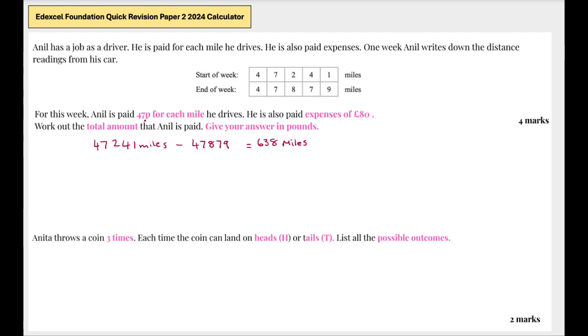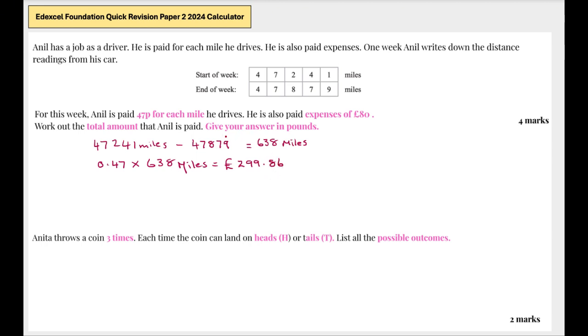So we know for every mile he gets paid 0.47p. So what we're going to do is 0.47 multiplied by our miles, which gives us, remember it's calculator, so you can pop all this into your calculator and it will give you £299.86p.